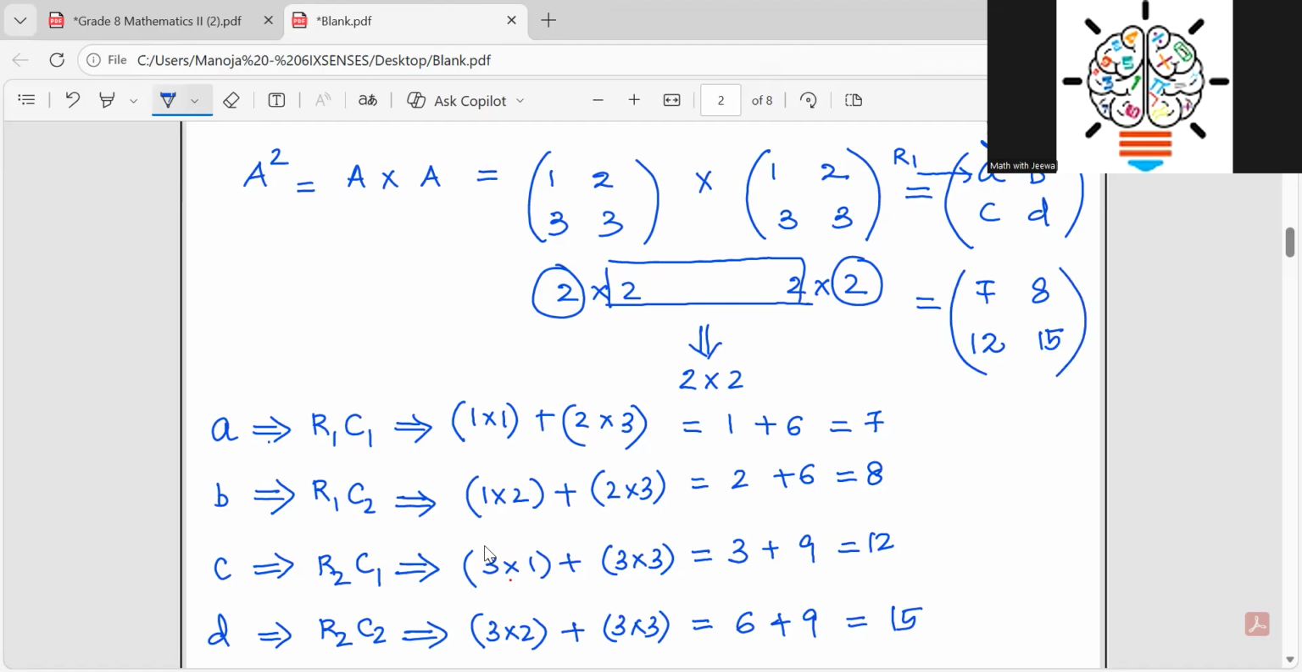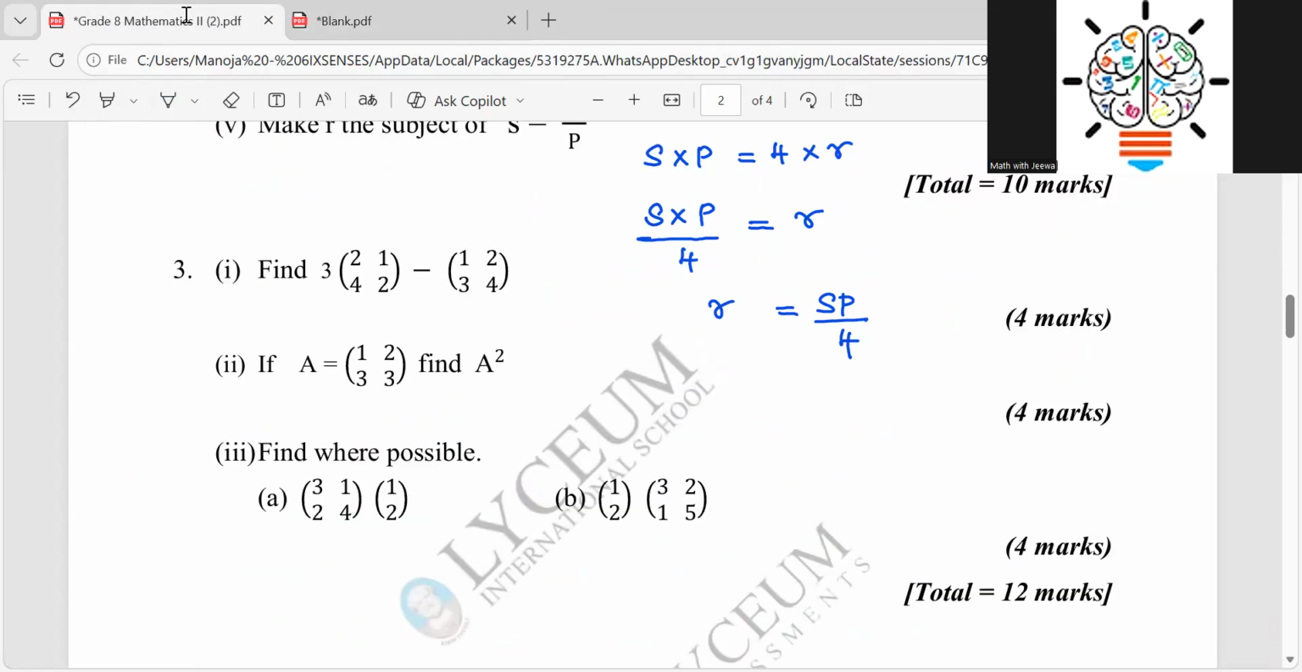I want to double check: 1 times 1 and 2 times 3. Then 1 times 2 and 2 times 3. 3 times 1 and 3 times 3. 3 times 2 and 3 times 3. Okay, so this is how it works. Then I want to check the calculation: 1, 6; 2, 6; 3, 9; 6, 9; and 7, 8, 12, 15. Correct. Then we will move to the next one.